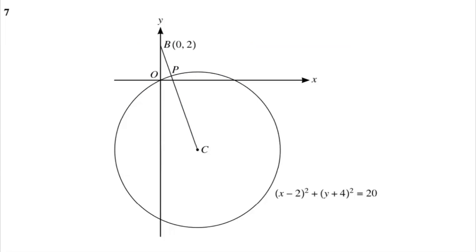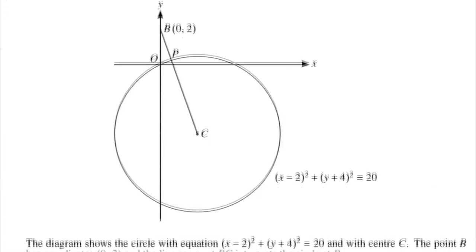All right, question 7. We have this big diagram. There's a circle. We have the equation of the circle, and we have a line which goes from the y-axis, (0, 2), cuts the y-axis at 2, and goes to the center of the circle. Let's find out what we need to do.